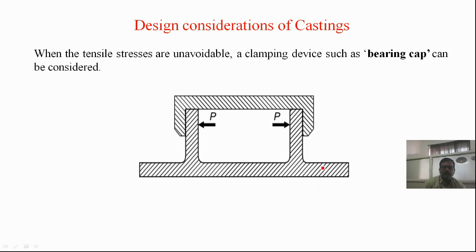Another way of preventing tension failure of the cast product is using a bearing cap. This is a bearing cap. This cap encapsulates the 2 ends of this cast product, and when you apply a load, it resists the tensile force applied on this member, and hence here also the tension failure is avoided.